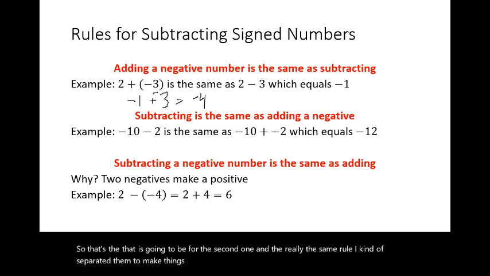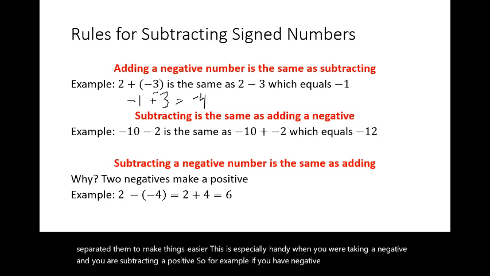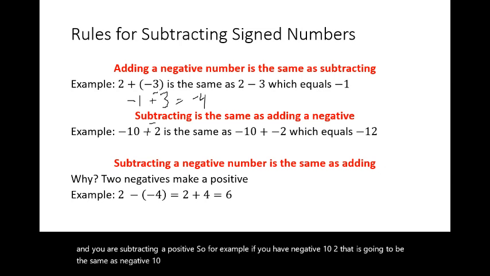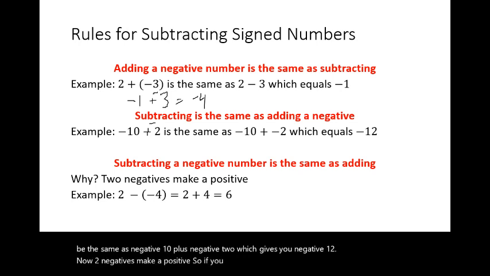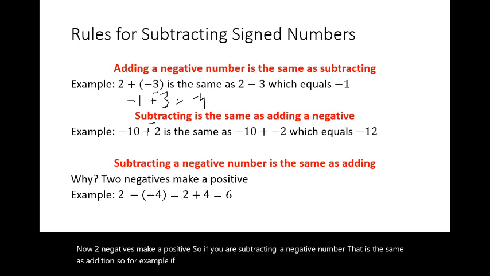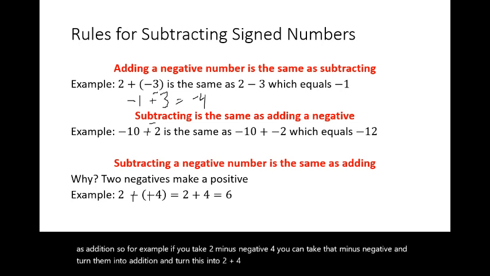This is especially handy when you are taking a negative and subtracting a positive. So for example, negative 10 minus 2 is the same as negative 10 plus negative 2, which gives you negative 12. Now, two negatives make a positive, so if you are subtracting a negative number, that is the same as addition. So if you take 2 minus negative 4, you can turn the minus negative into addition and make this 2 plus 4, which gives you 6.